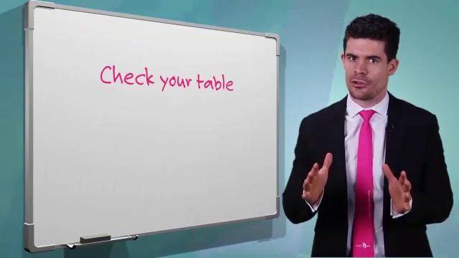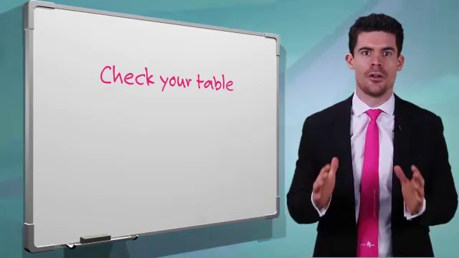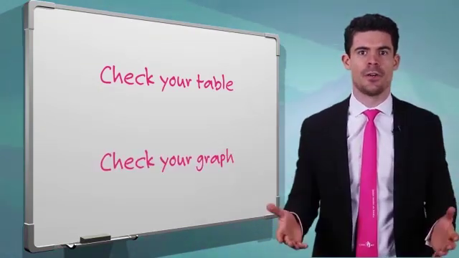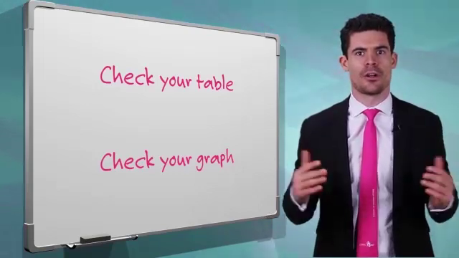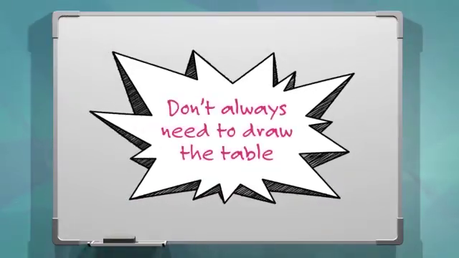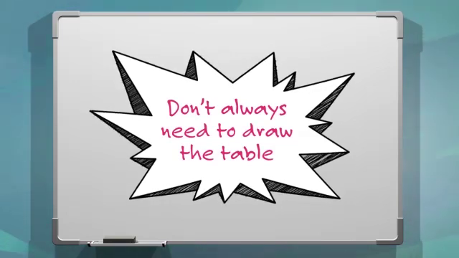Possible places to check: firstly, the table. Have you substituted the x's properly? Another place to check is the graph itself to check if all the points are plotted correctly. You don't always need to draw the table out at the start of the question. Sometimes it will be there and just need to be completed.